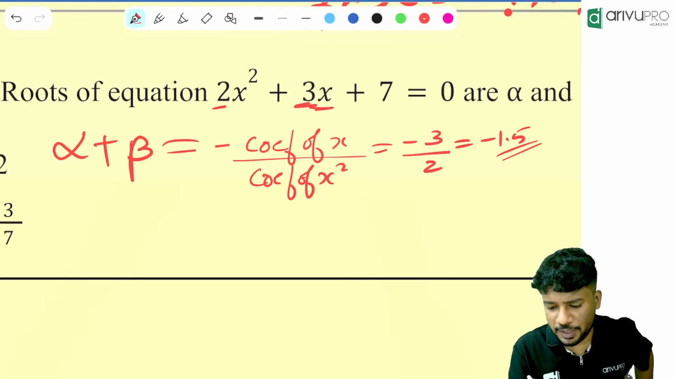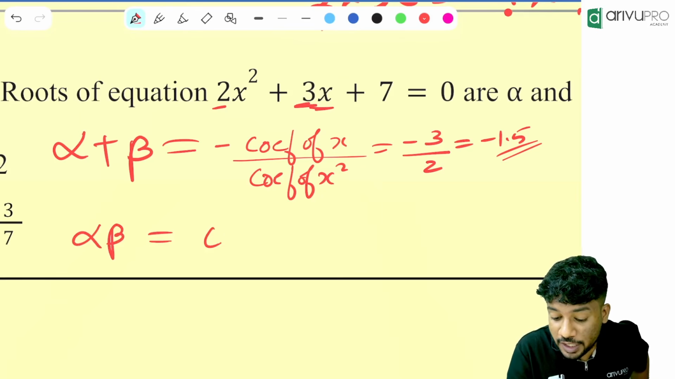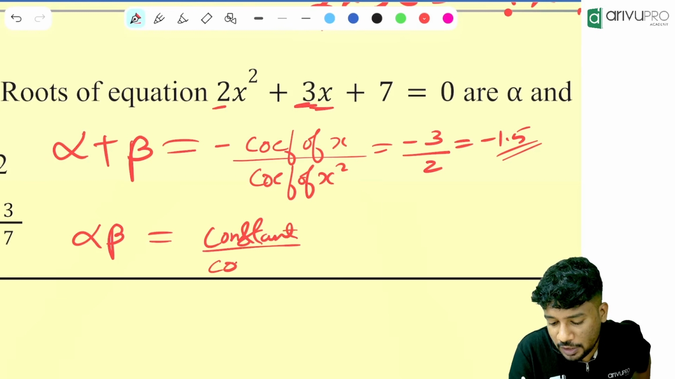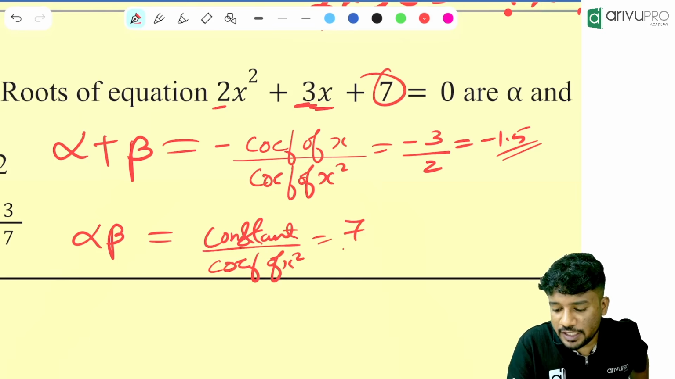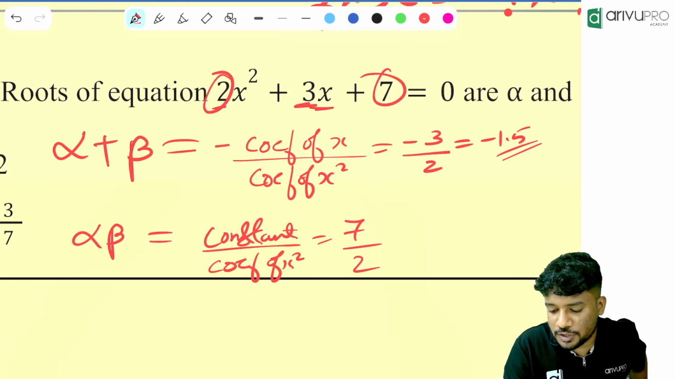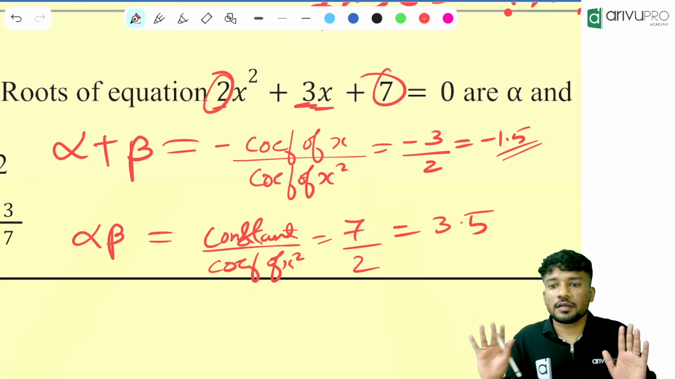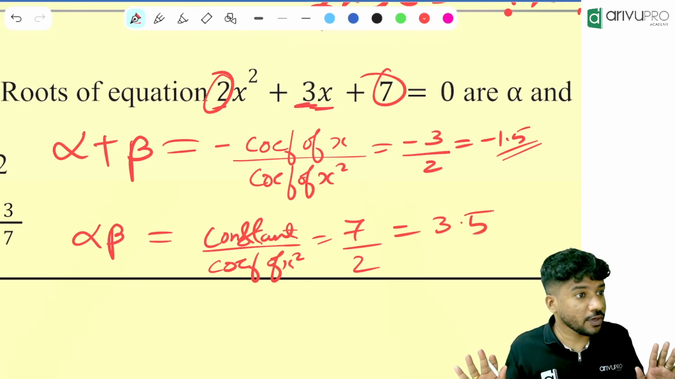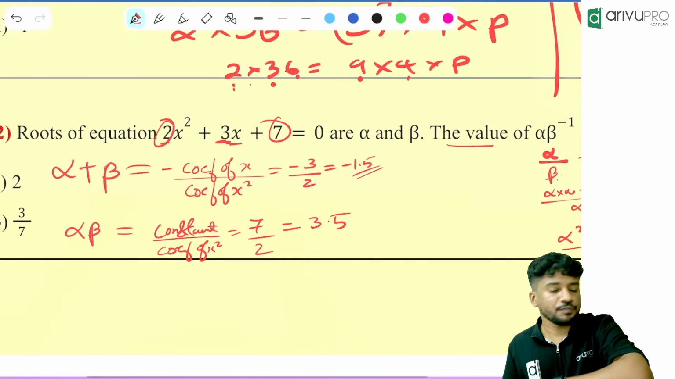Then what is remaining? Alpha beta, or product of the roots. What did I tell you yesterday? Product of the roots is nothing but constant term divided by coefficient of x square. How much is the constant term over here? 7, divided by coefficient of x square, how much? 2. So how much is it? 3.5. Everyone got till here? If so, can I go with this? Yes, is the product 7 by 2? Correct. Everyone got the product and the sum of the roots.